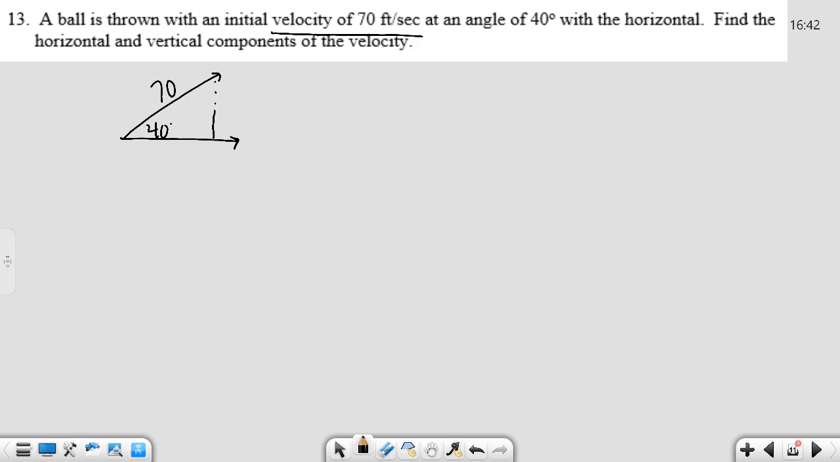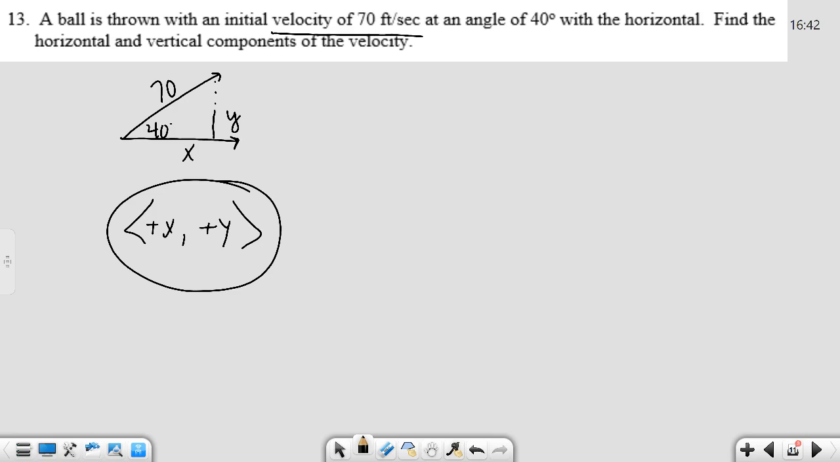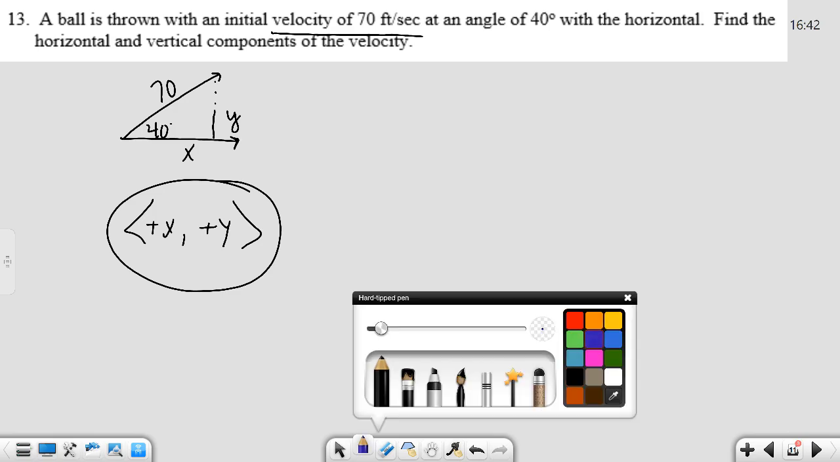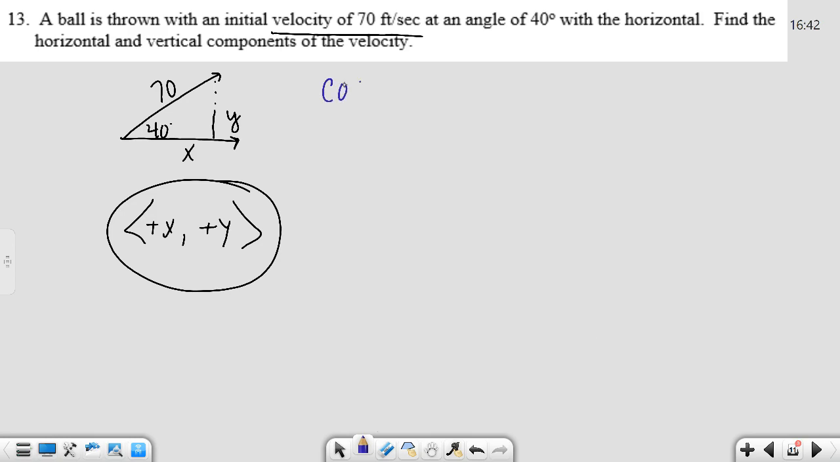We're finding the horizontal and vertical components. We're in quadrant 1. I know that both the x and the y have to be positive. Why in the world did I do that? My goodness, silliness. That's what it should look like. All right, so we just practiced this actually in the previous example, determining our horizontals and verticals.